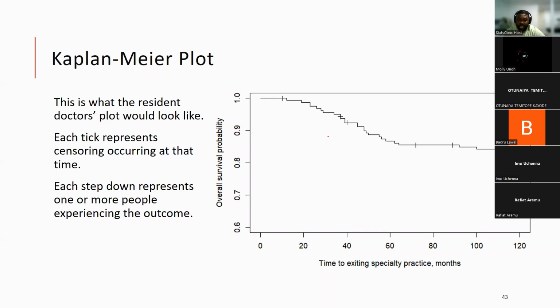You're looking at the paper and you see a plot that looks like this, and they said, oh, this was a plot that we got from a study where they followed up resident doctors from the time when the study started for 10 years to see whether they stopped working in that specialty they were training in. How would you interpret this plot? Does it just look like zigzag?